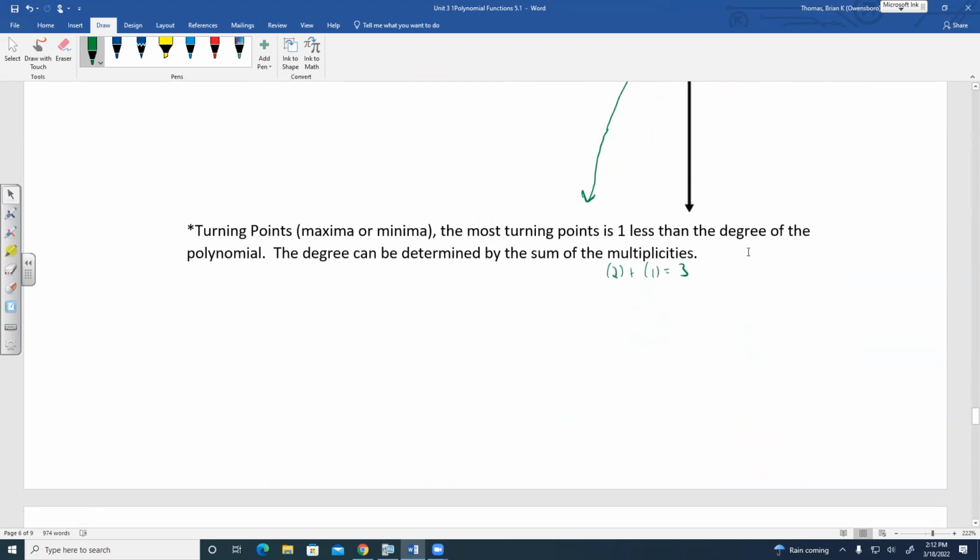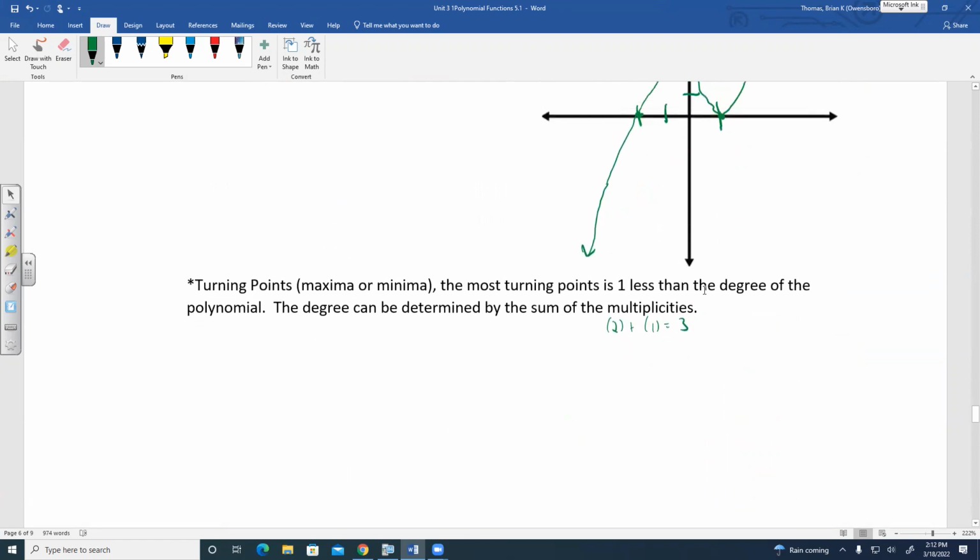That will also help you identify the degree. So since the degree is 3, the turning points is going to be 1 less than that. So the turning points at most means there can't be more, there can be less than this, but there can't be more than this. So if I go 3 minus 1, I get 2. So there can be up to 2 turning points.